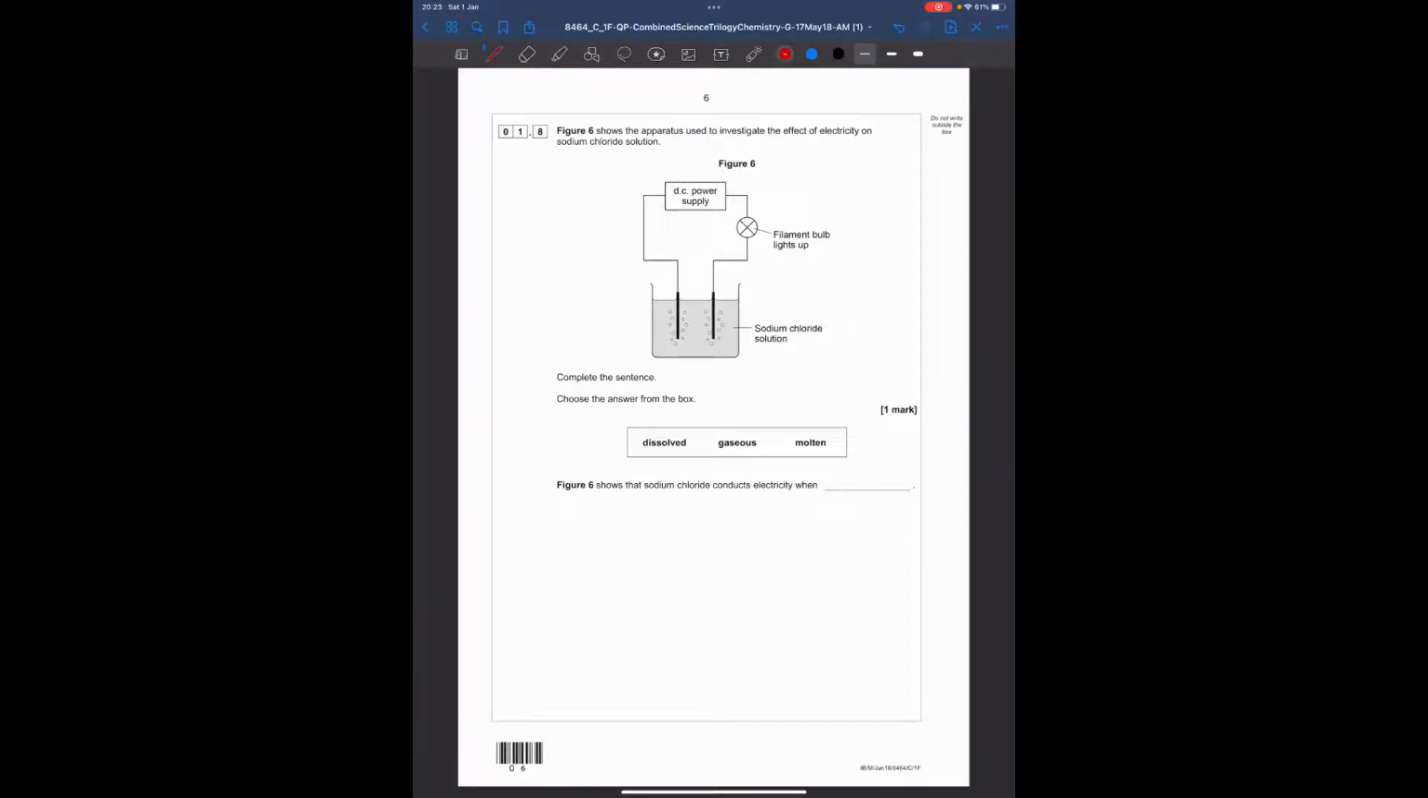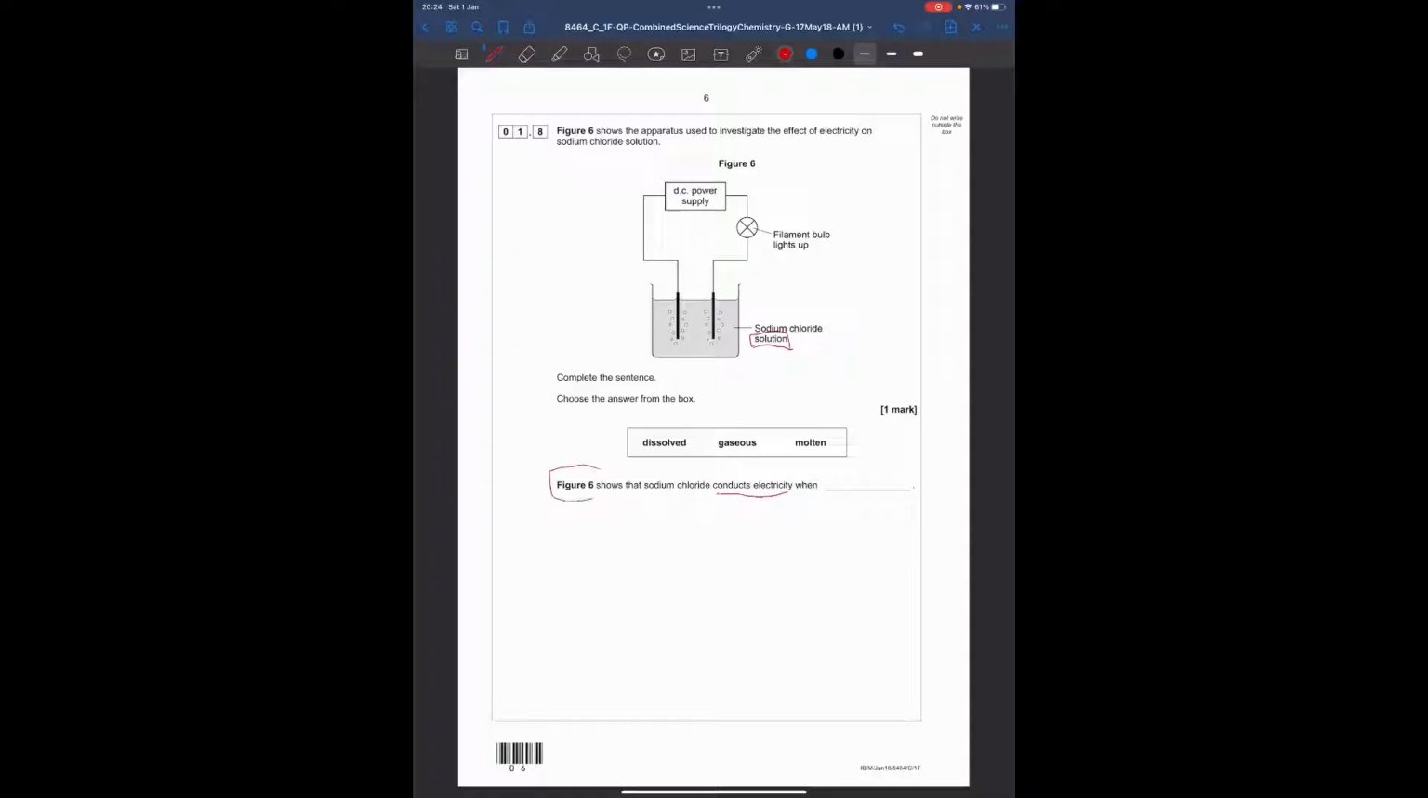Question 1.8. Figure 6 shows the apparatus used to investigate the effect of electricity on sodium chloride solution. You've got figure 6 here, you've got your power supply, your bulb, and your sodium chloride, but this time it's in a solution. Complete the sentence. Figure 6 shows that sodium chloride conducts electricity when it's either dissolved, gaseous, or molten.